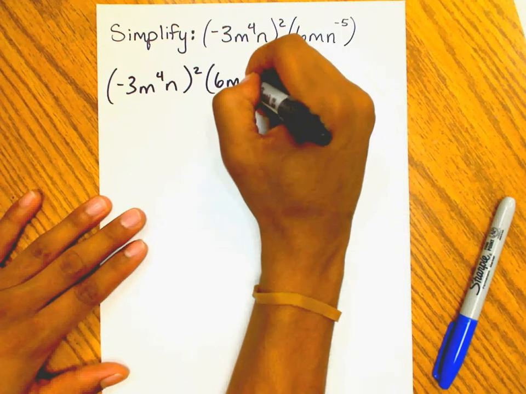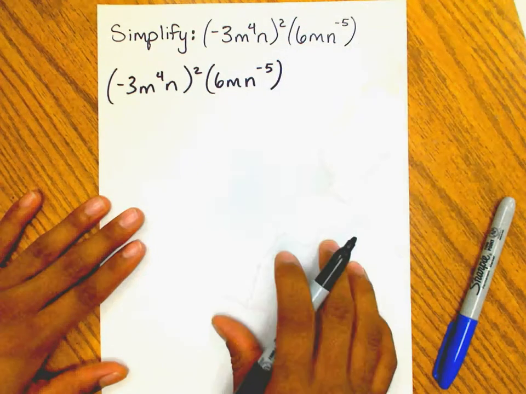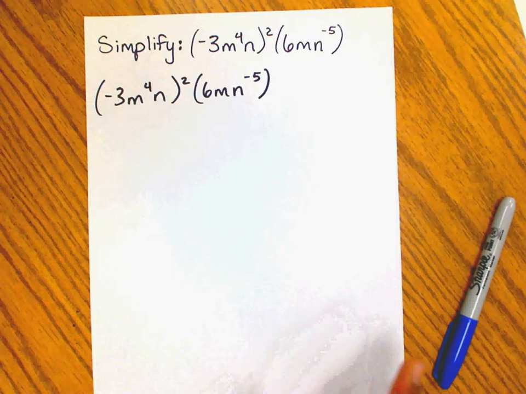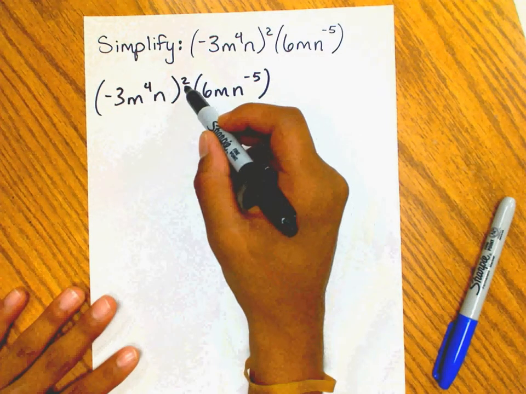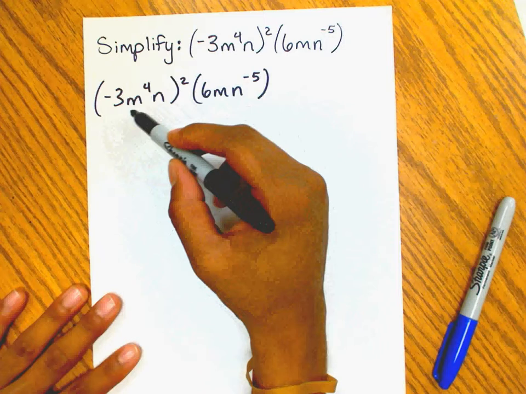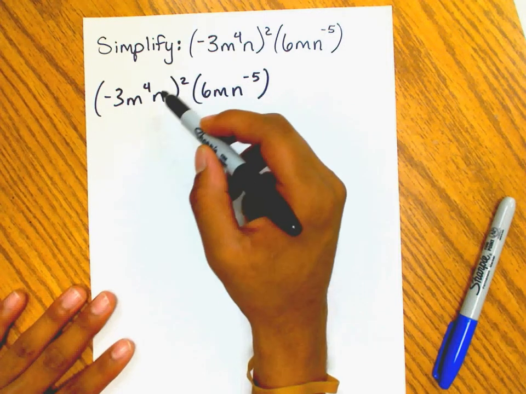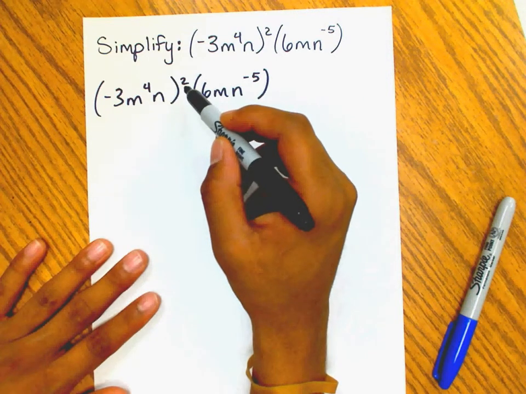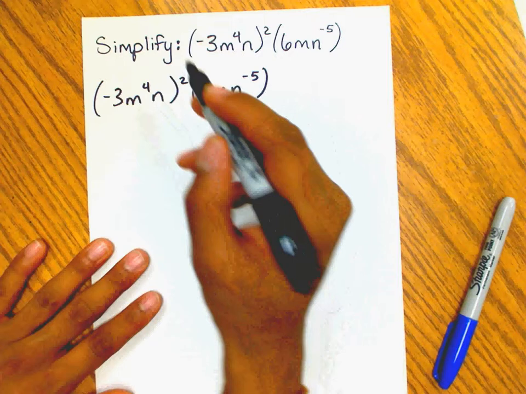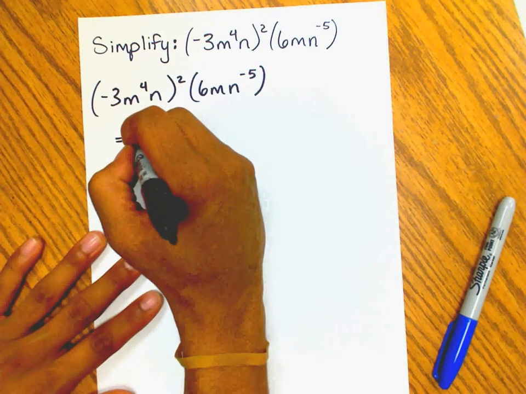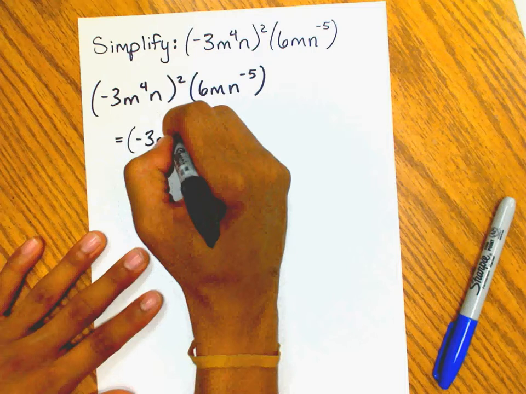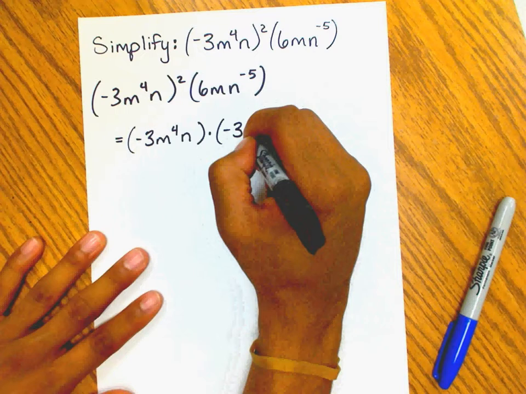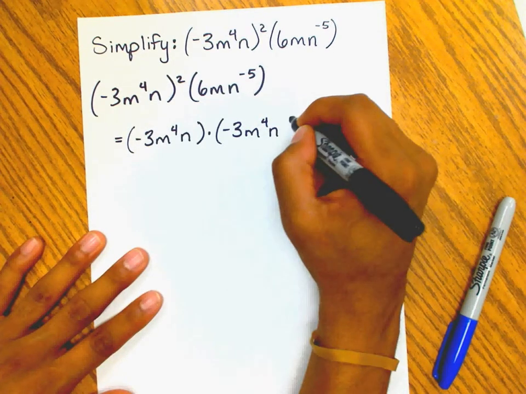What I like to do with a problem like this, I always like to expand stuff and I like to rewrite it some more. So what I'm going to do, this 2 on the outside means that I want 2 of whatever's inside the parentheses. So I want to show this parentheses and everything that's in it 2 times. So now instead of writing this exponent with 2, I'm going to show this 2 times. And this one, I just have to show it once.